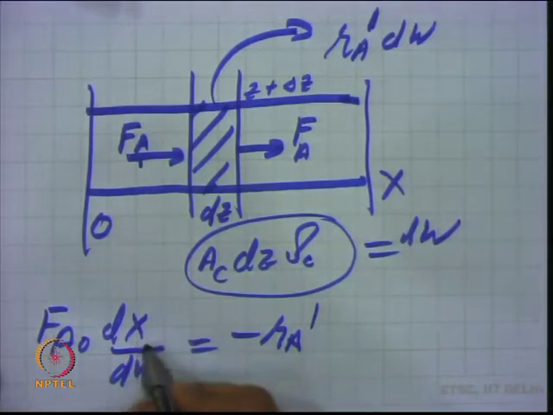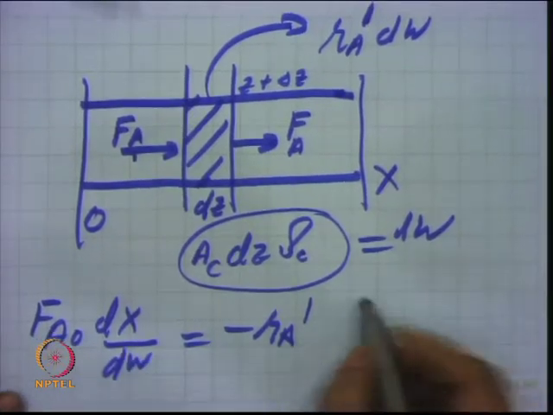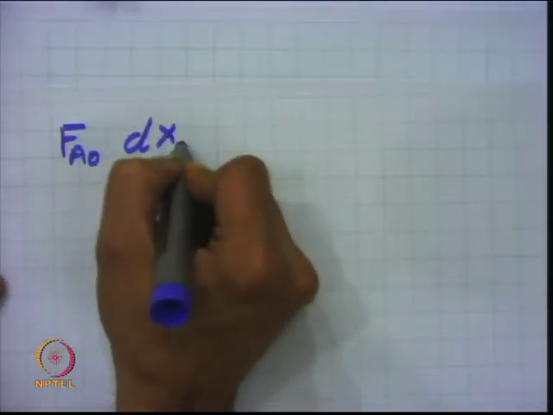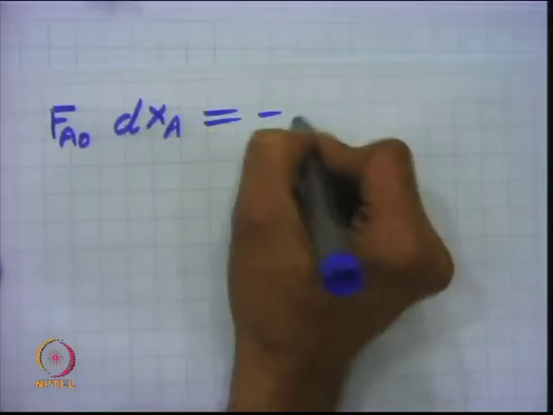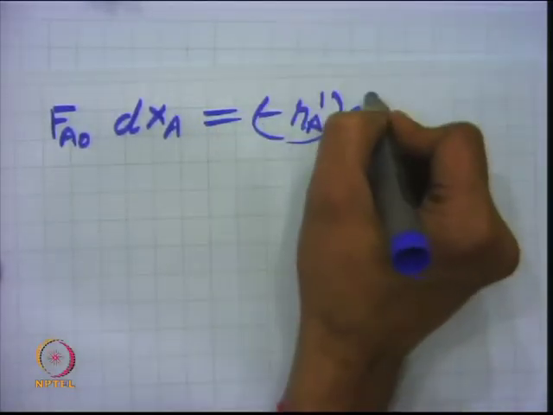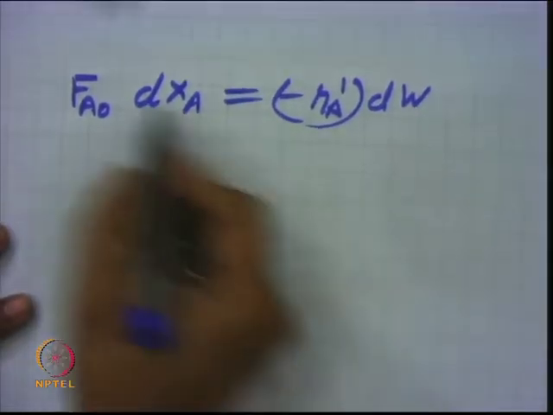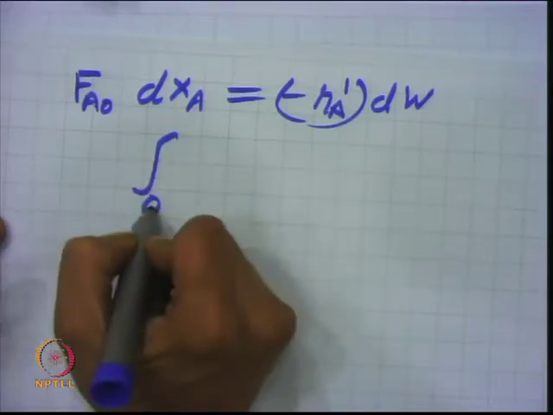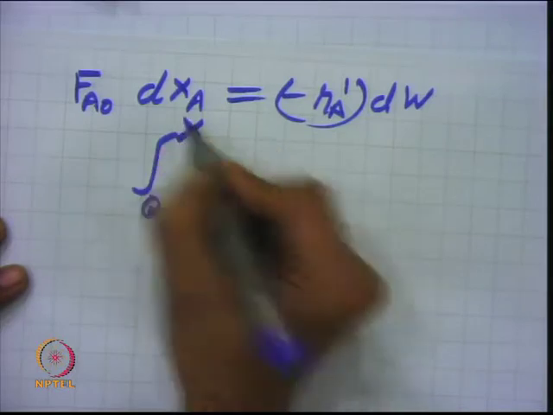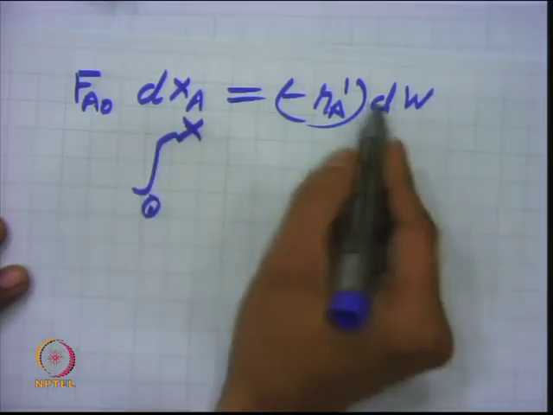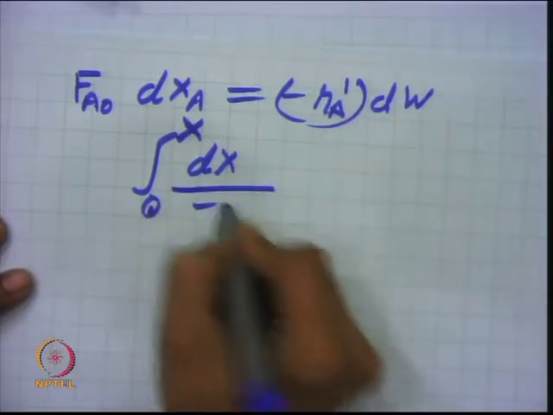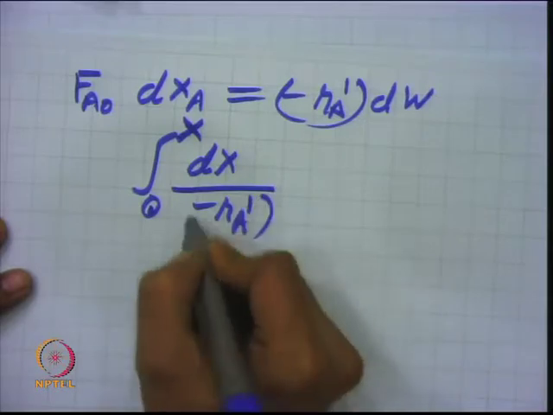So, one can very easily integrate this. The integration becomes F A naught dXA is equal to minus R A dash times dW, this equation. So, we have simply integrated this now from 0 to X A, because your inlet conversion is 0 and it will change to the final conversion X, for which we are calculating the mass of the catalyst, and since R A dash will be a function of conversion, we take it here, right.